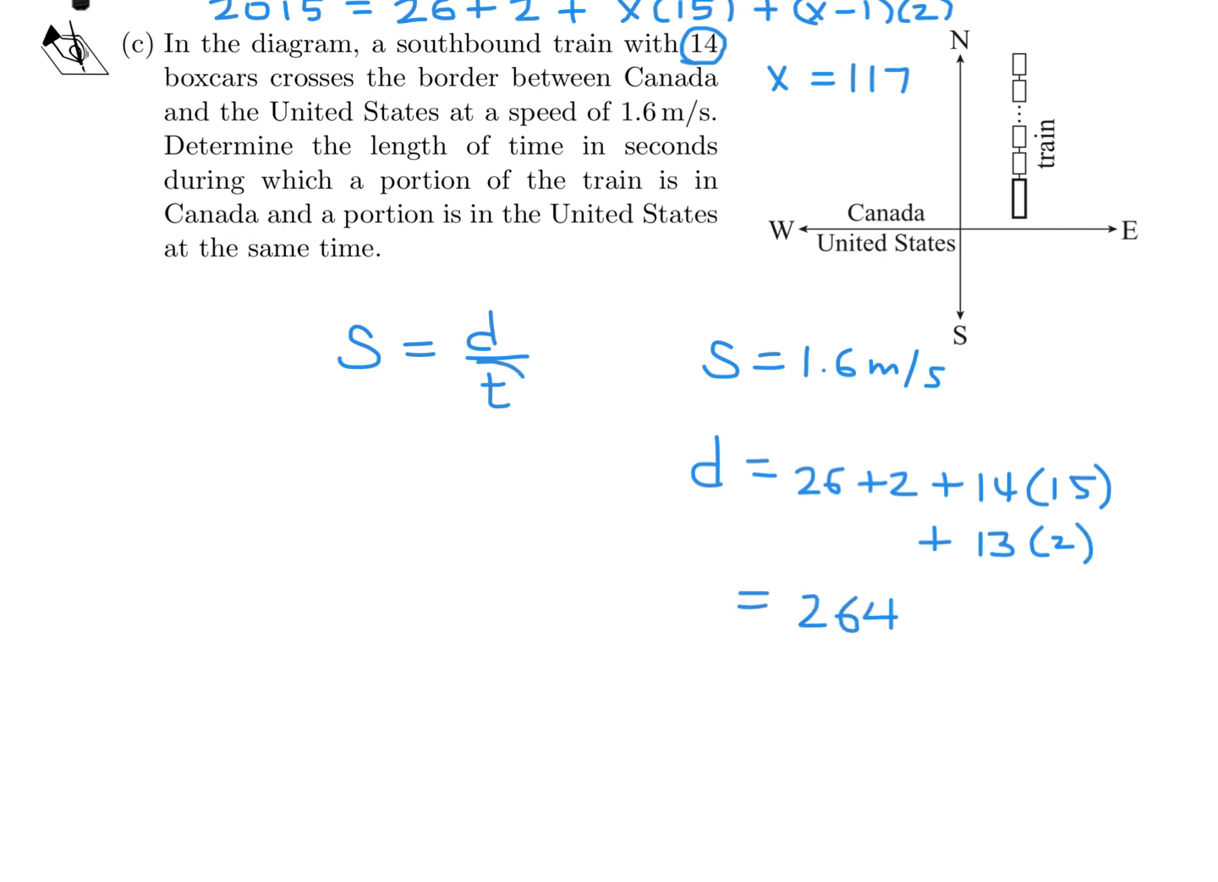So now we just have to solve for t. t is d over s, where d is 264 and s is 1.6, and when you do this math, you get 165 seconds. So for 165 seconds, a part of this train will be both in the US and in Canada. And then after 165 seconds, it will be entirely in the United States.